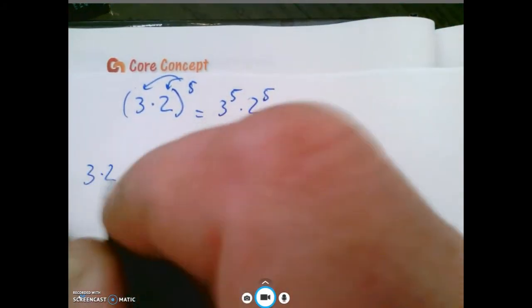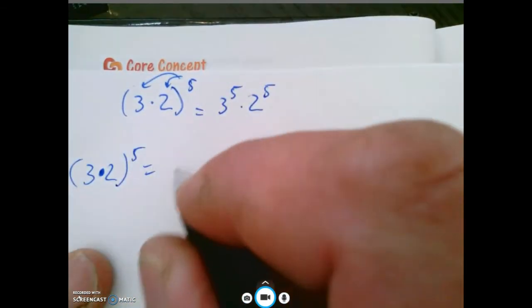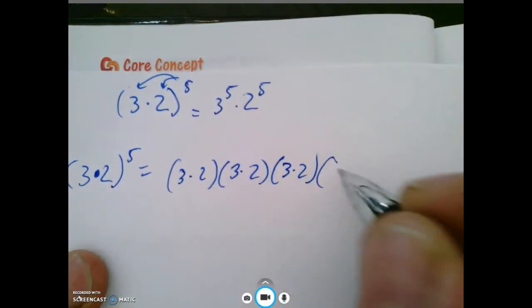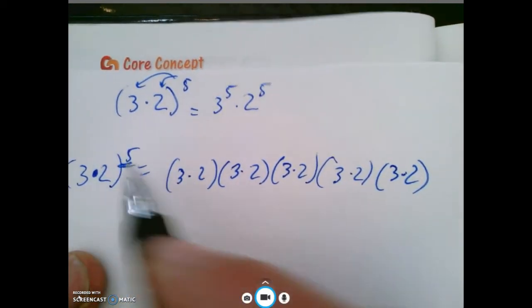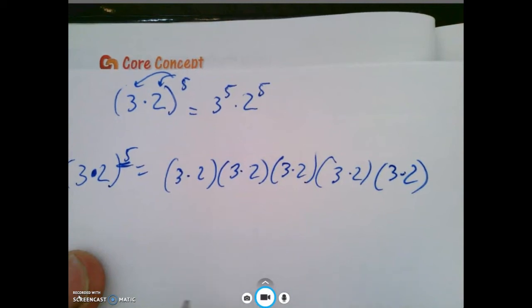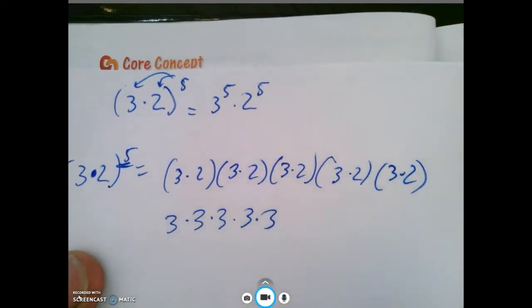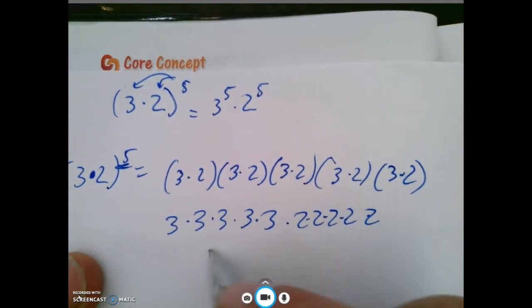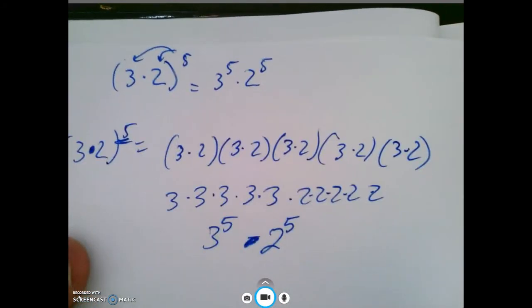Well, 3 times 2 to the 5th power really means, again, this is not 3.2, it's 3 times 2. So it's 3 times 2, 3 times 2, 3 times 2, 3 times 2, 3 times 2. See what I'm doing here? I said 5th power, so I had to write it 5 times. Well, let's reorganize this craziness. There would technically be 5 3s and 5 2s. In other words, it would be 3 to the 5 times 2 to the 5. That's the shortcut.